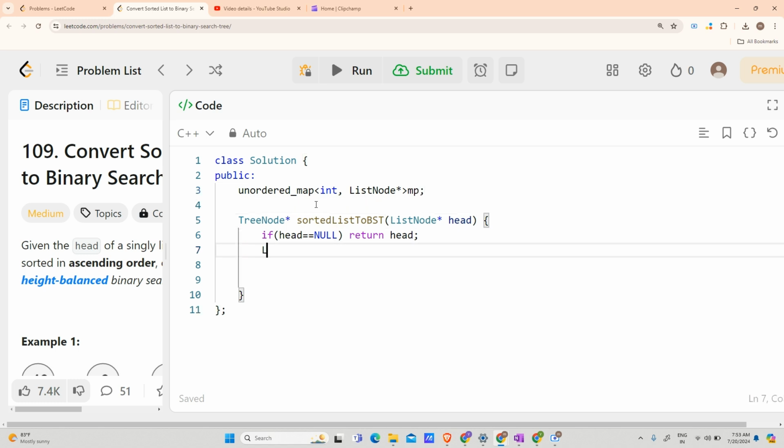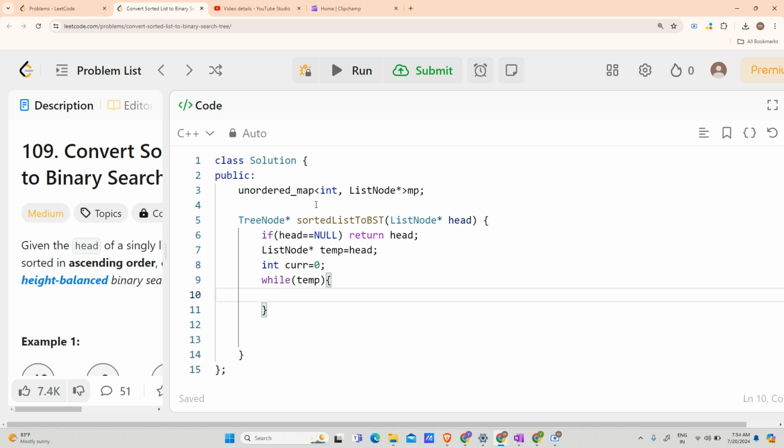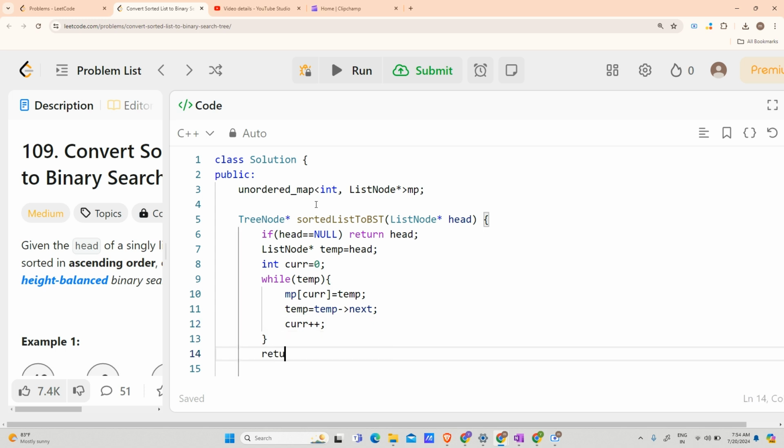Now what will you do? You will say list node star temp equals head and int cur equals 0. That is the index. Now while my temp is not null, what will you do? You will say MP of cur equals temp. After that, temp will move forward, that is temp equals temp next. And similarly, cur plus plus for the next index. After that, just say return solve.